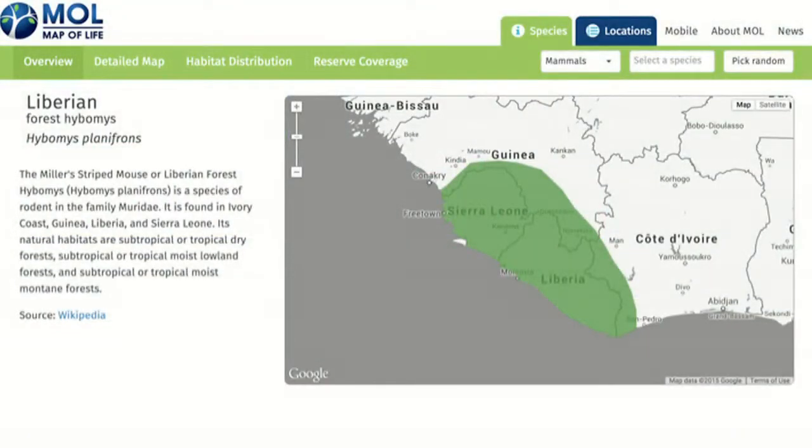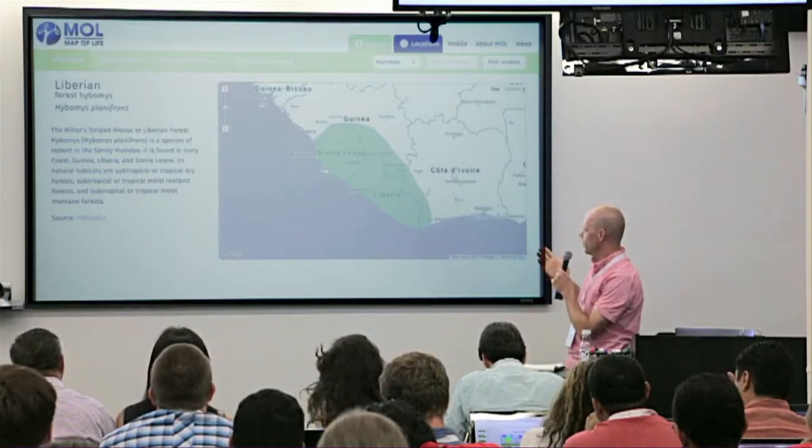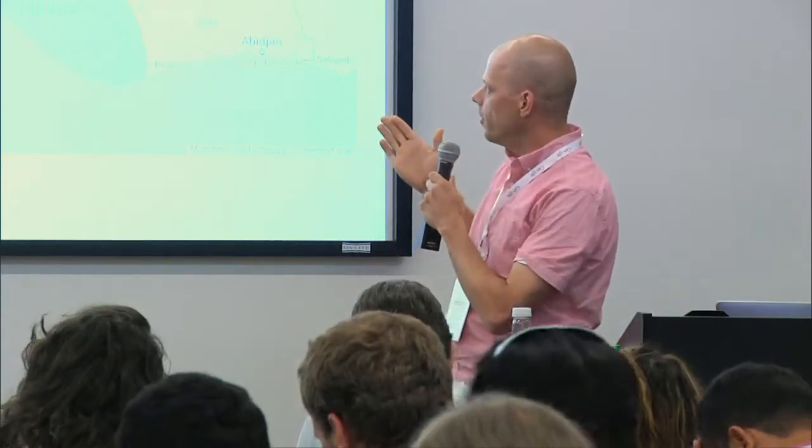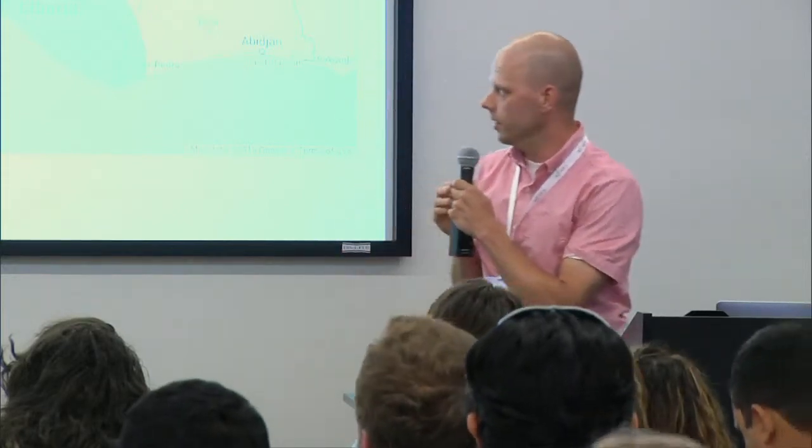So here's your typical range map. It's super coarse. It's just a blob. It really is supposed to describe where a species may live, but that does not mean that it lives everywhere in there. You should think of it as: it doesn't exist outside of that, or is known to not exist outside of that.